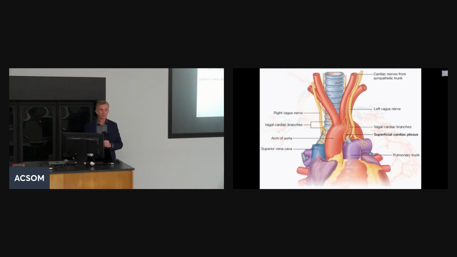So this was a brief anatomy of the heart. We talked about the heart chambers, cardiac valves, the blood supply to the heart, and the nerve innervation of the cardiac muscle.